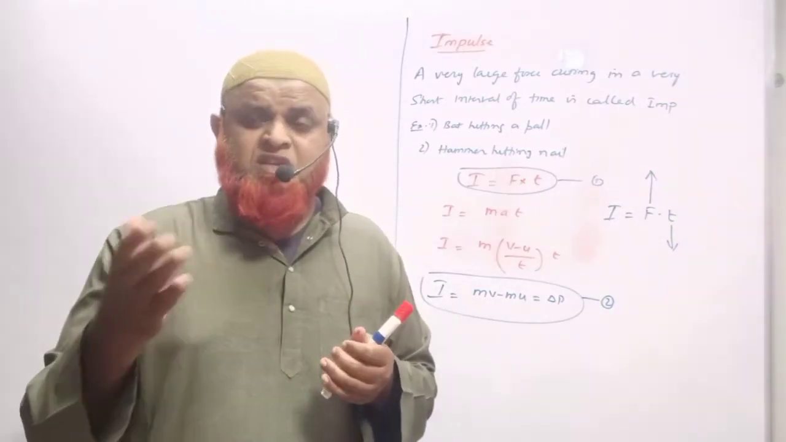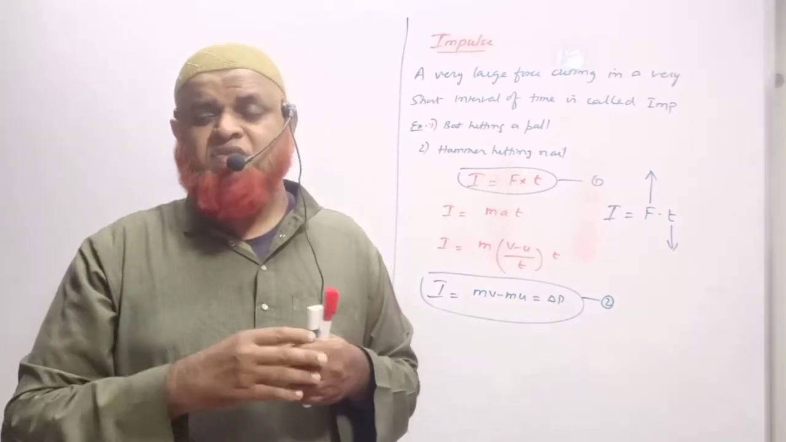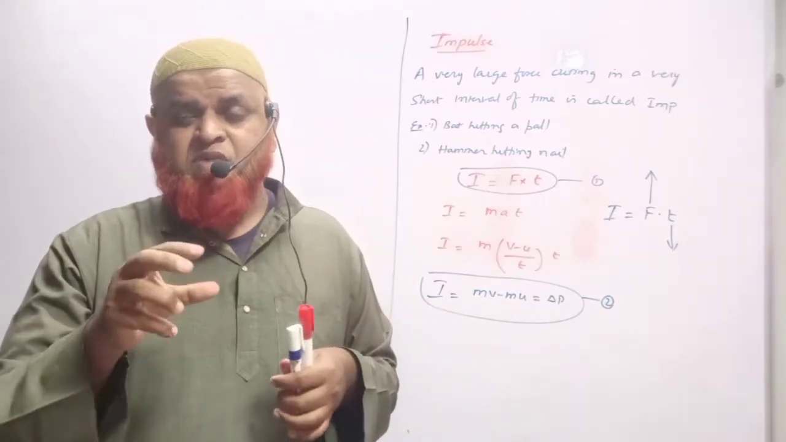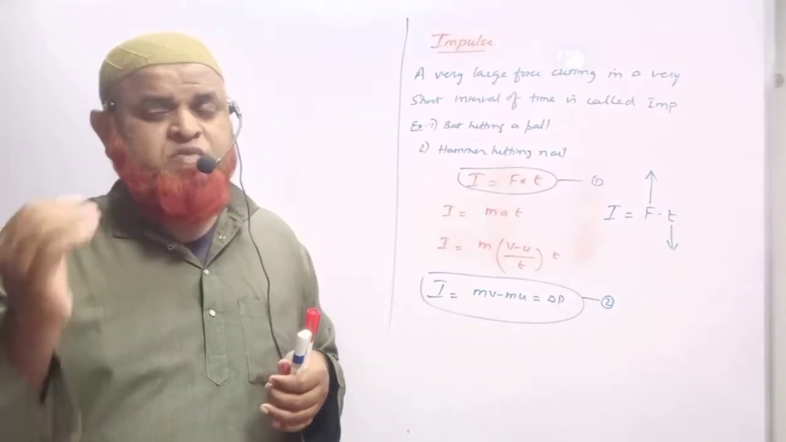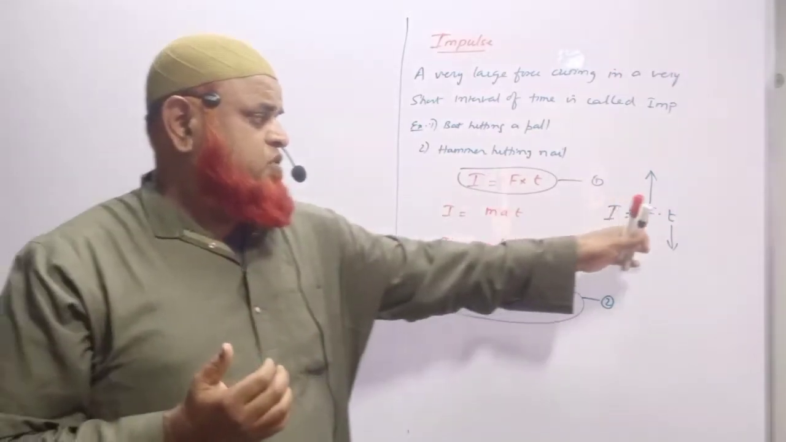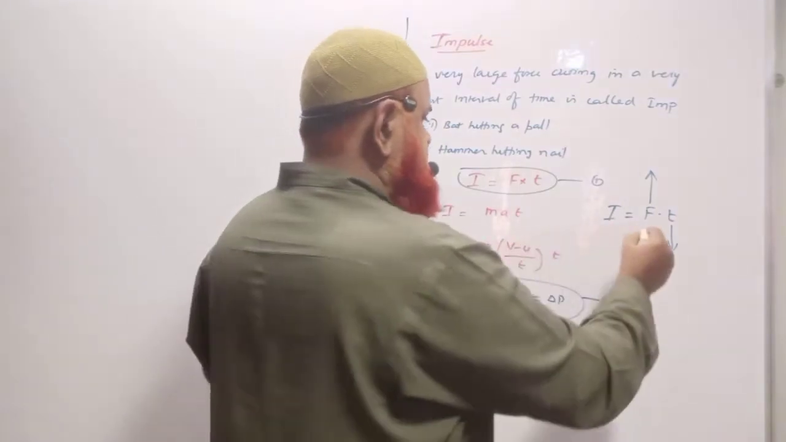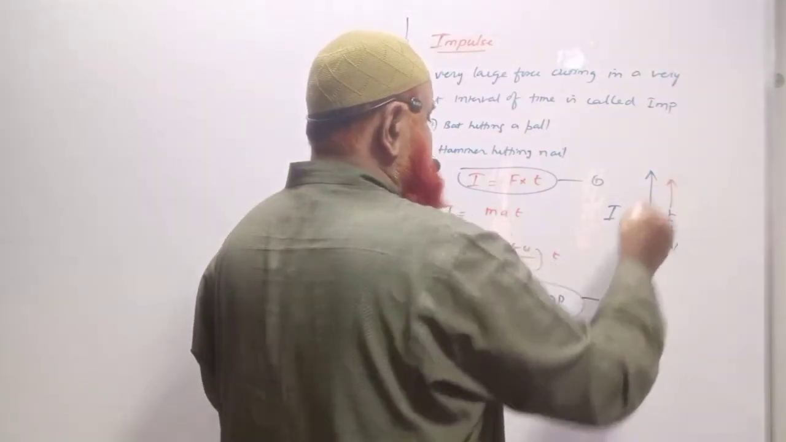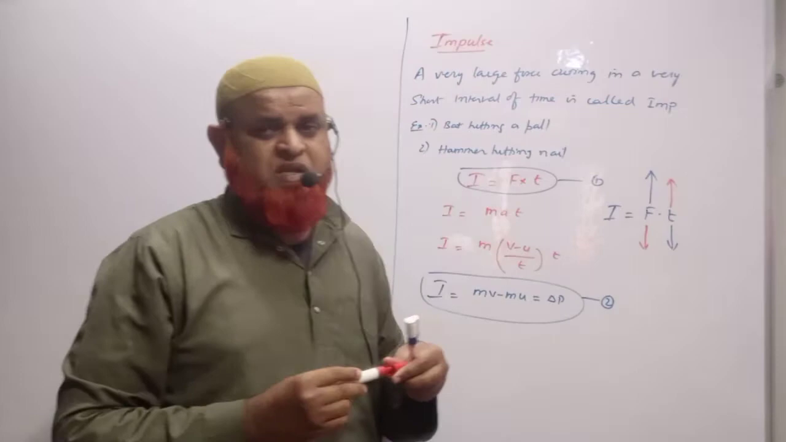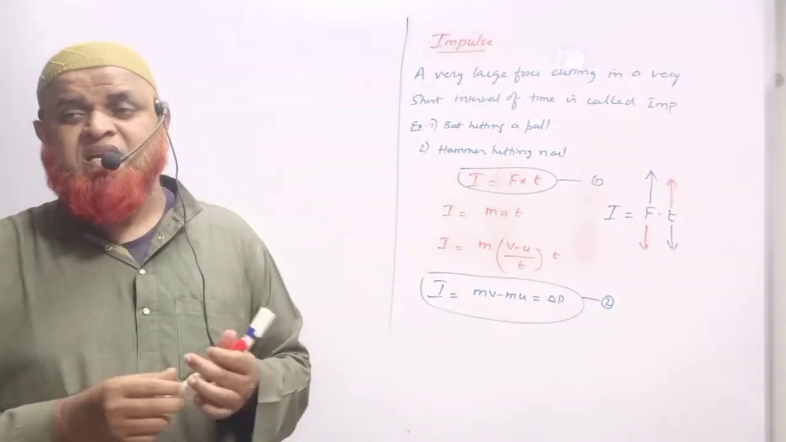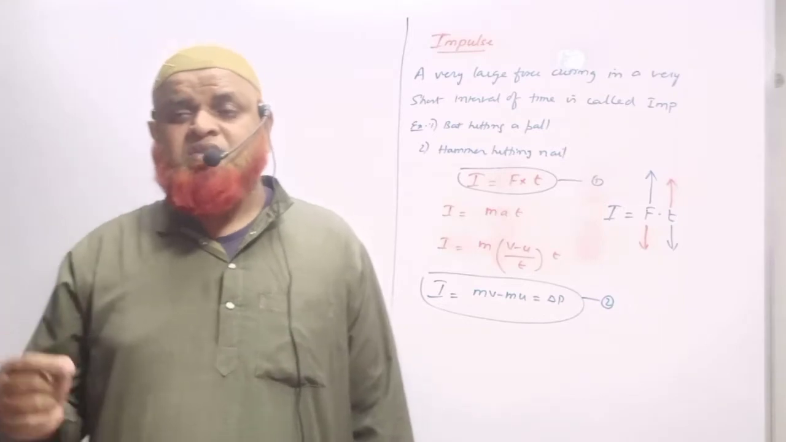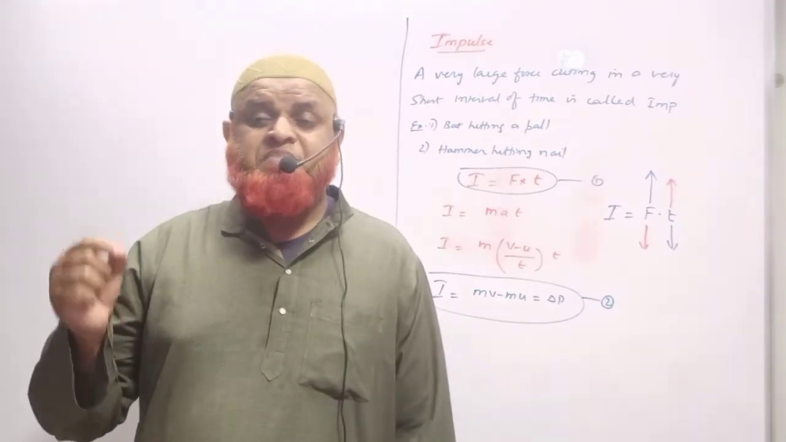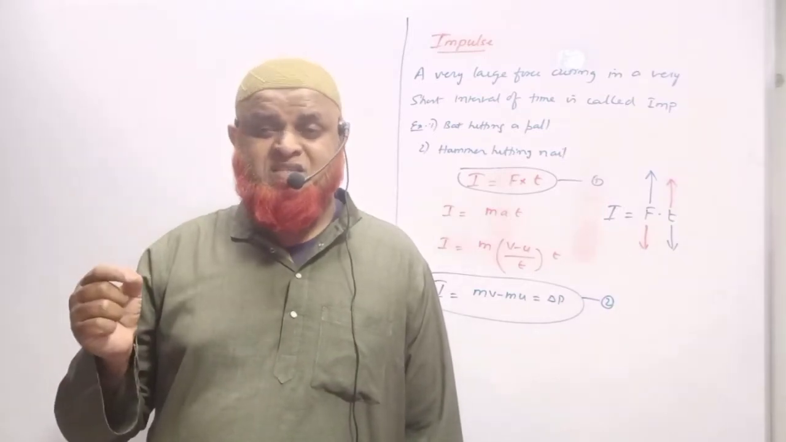A very large force acting in a very short interval of time is impulse, and also a very small force acting over a large time. If you increase the time of reaction, the force will reduce. Shock absorbers of your bike are the best example of that. Shock absorbers are there in a bike, and in some buses called Volvo buses.